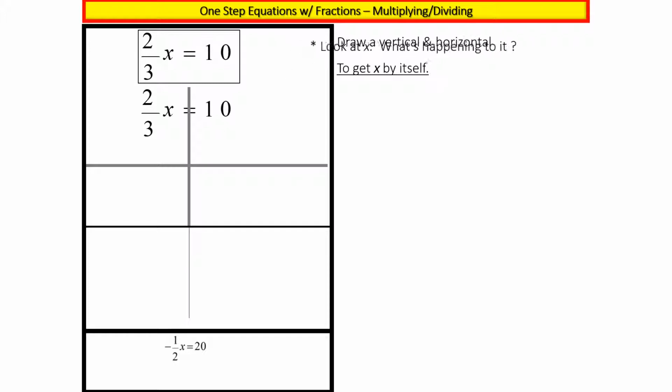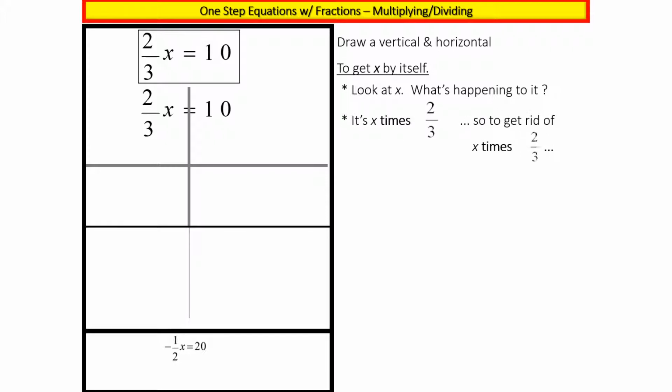So in order to do that, let's take a look at actually what's happening to x right now. Well, what's happening to x right now is that it's being multiplied by a positive 2/3. So to get rid of that positive 2/3, we're going to multiply by the inverse.